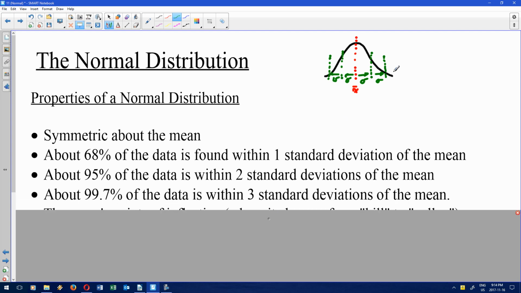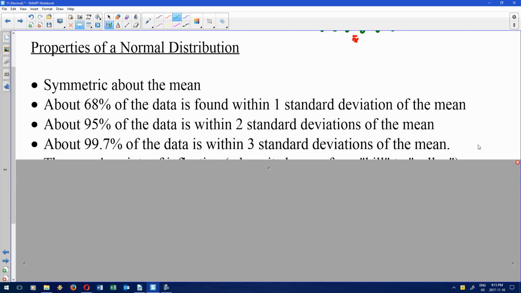Okay, if we took ourselves all the way to 3 deviations, and on my little rough sketch there, it's kind of past the end of my curve, but it becomes practically 100%. So 99.7% of the data is within 3 deviations. So if you have a normal distribution, if your data is spread out that way, then when you calculate mean and standard deviation, pretty much everything has to be within 3 standard deviations of the mean.